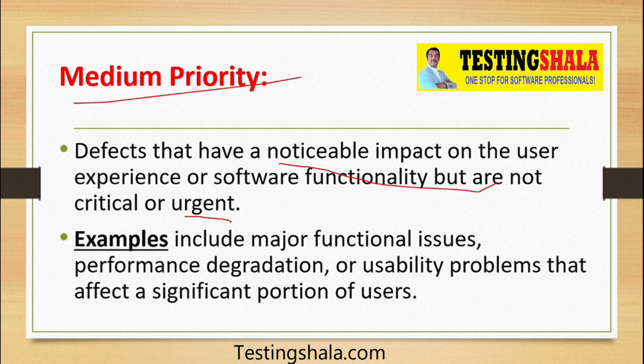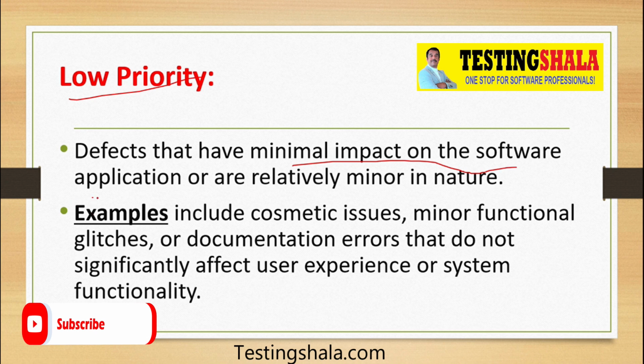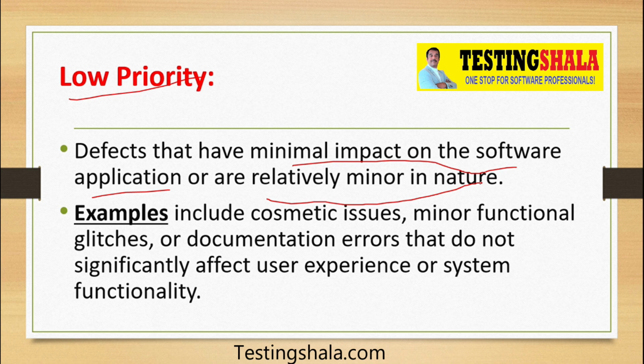The next type we call low priority, which are defects that have minimal impact on the software application or are relatively minor in nature. Examples include cosmetic issues, minor functional glitches, and documentation errors that do not significantly affect user experience or system functionality.